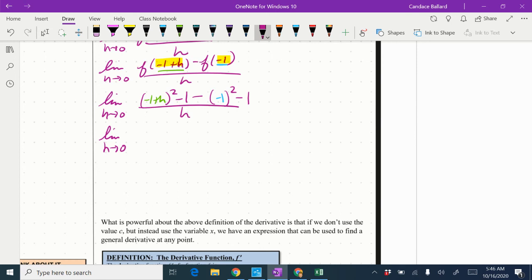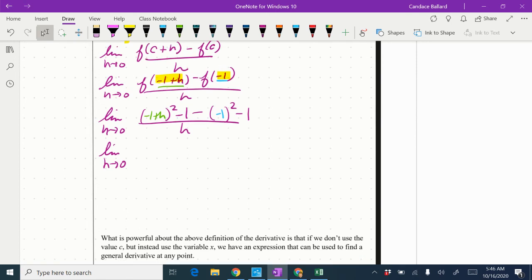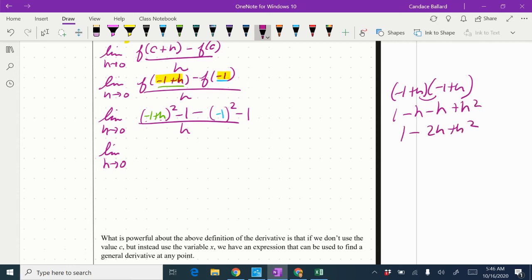This thing here, we have to be careful because that means I have to FOIL that out. So I'm going to do some work off to the side here. I've really got -1 plus h times -1 plus h. So I need to FOIL. It does not mean just square these individually. So 1 minus h for the middle, and then plus h squared. So really I have 1 minus 2h plus h squared. So that's what's going in for this first part. 1 minus 2h plus h squared.